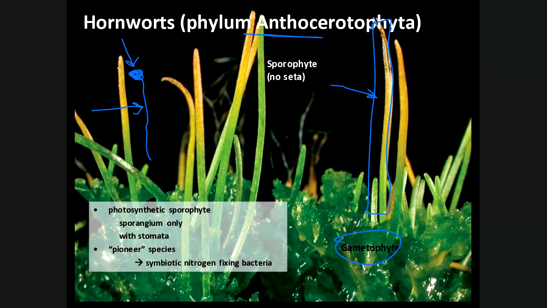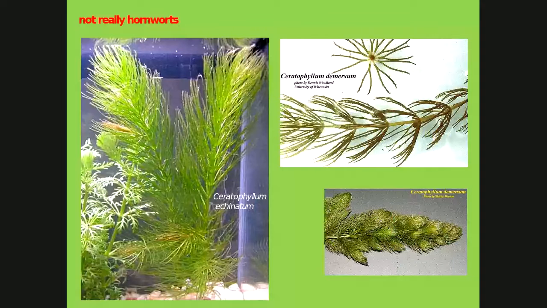All right, now let me say a couple of things about hornworts so that you don't make a mistake in your lab manual if you do come across a hornwort. There are things that are called hornworts by common name, but they are really not hornworts. These are hornworts, but they're not truly hornworts. This is actually a seeded vascular flowering plant, Ceratophyllum echinatum and Ceratophyllum demersum.